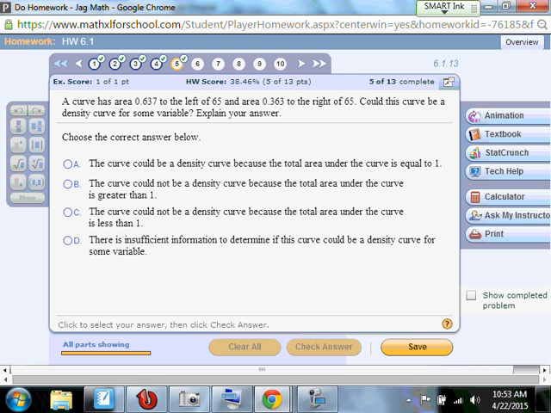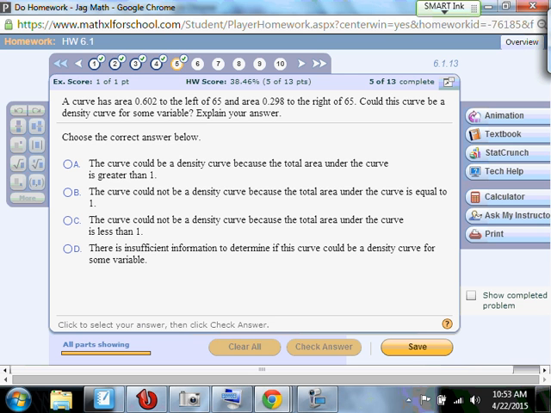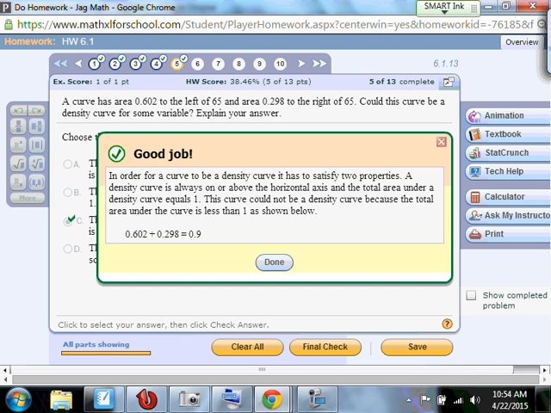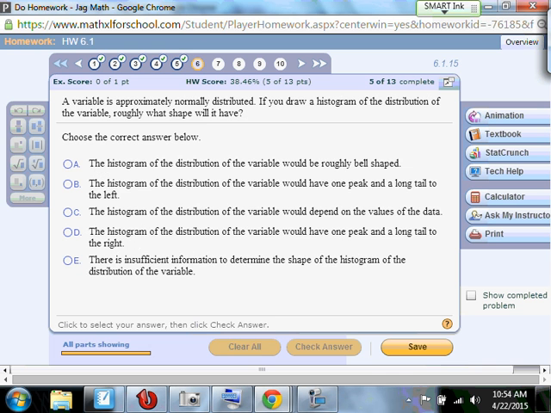0.637 and 0.366. Do those add up to 1? I think those actually do too. There's got to be one where it doesn't. Do those add up to 1? Oh, wait a minute. Do those really add up to 1? So on this one, we're going to say it could not be a density curve because the total area is less than 1. Okay? All right. Cool.